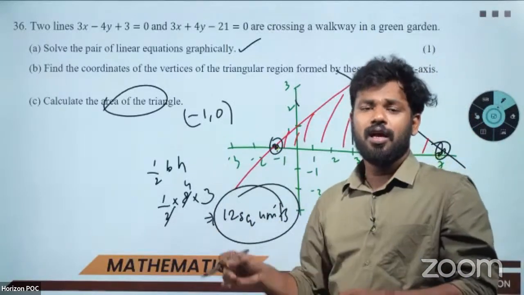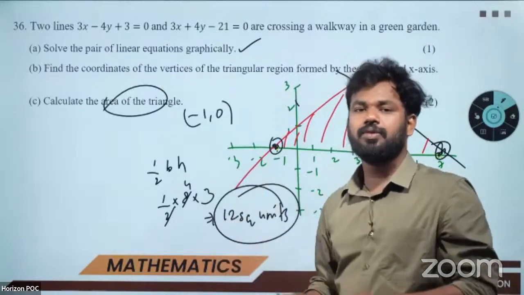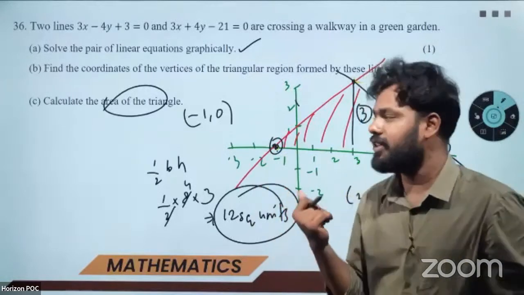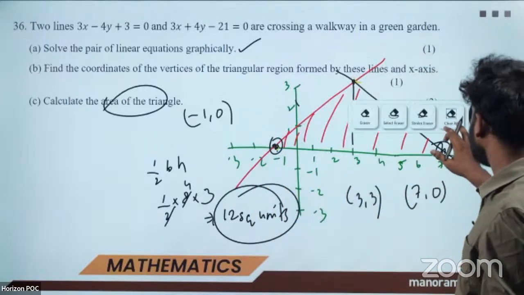Those who have done this using a graph paper will exactly get this area as 12 square units, and the lines also look like this, and the triangle will also exactly look like this. Clear? Can we move on to the second last question?